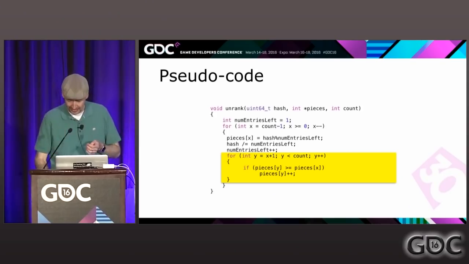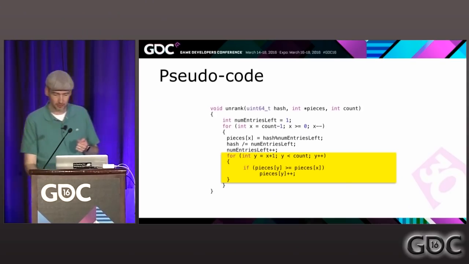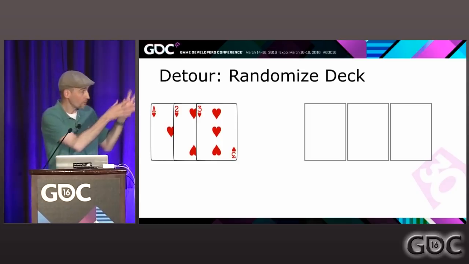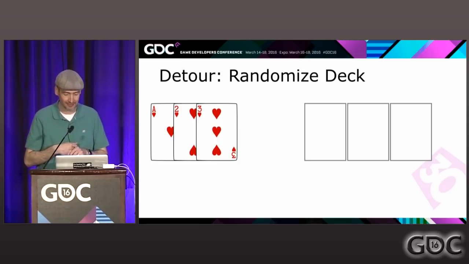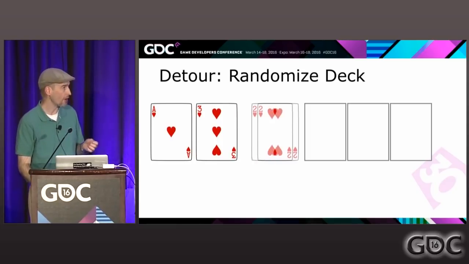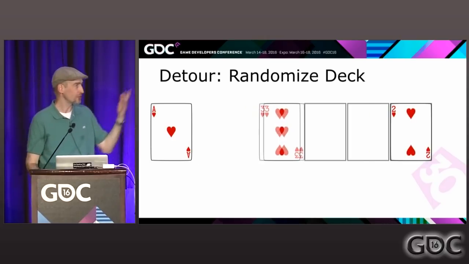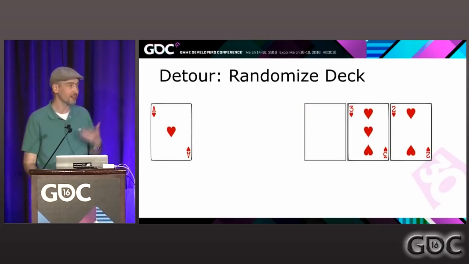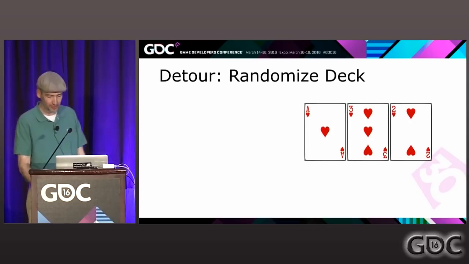Okay, so as I said, this is n squared. What could we do to do a better job of this? Well, we all hopefully know this algorithm for how to randomize a deck. I choose a random card, and I'm going to put it at the end of the deck. I'll choose another random card, I'll put it at the next space, and again, my last card is going to go in the last space.